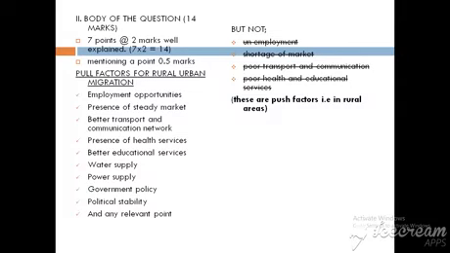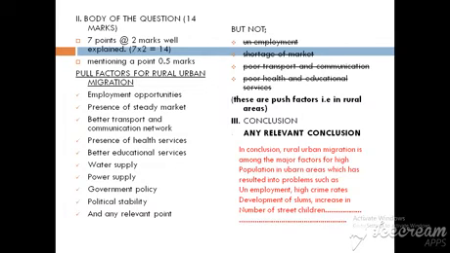Then we have the conclusion of this question. You have to conclude. You write any relevant conclusion. For example: in conclusion, rural-urban migration is among the major factors for high population in urban areas, which has resulted in problems such as what? Because it is a problem, I expect you to talk about the results, the effects of rural-urban migration.